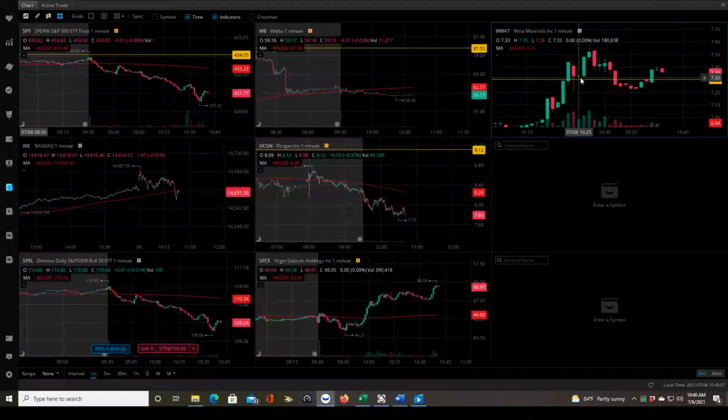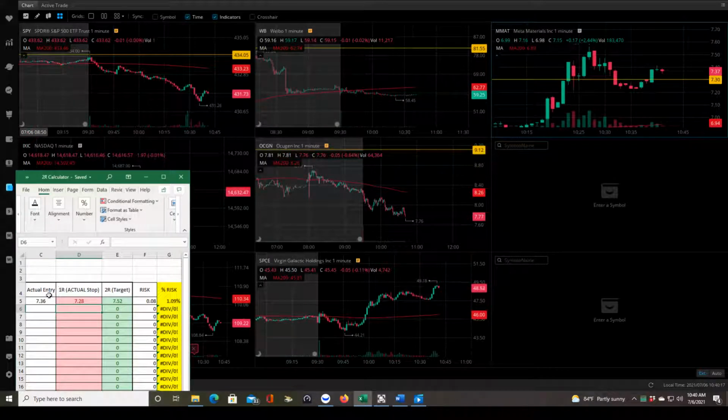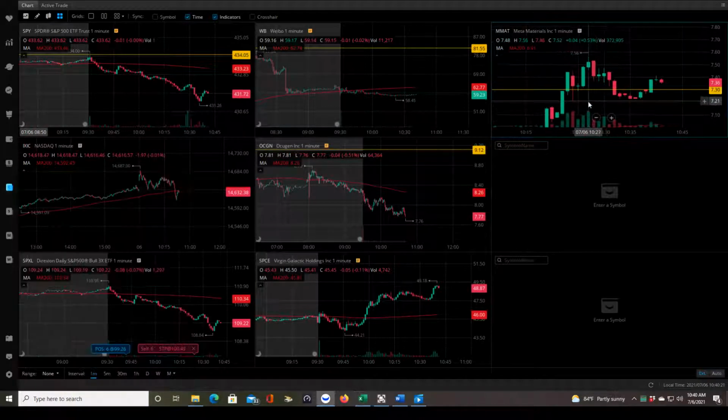So the high of this candle is 7.35. You can see that right here when I hover over that candle. So I need to see 7.36, and my stop loss would have been 7.28. And I had already plugged that into the 2-hour calculator. So the target would have been 7.52, and you can see that it hit 7.56. So that would have been a successful trade.